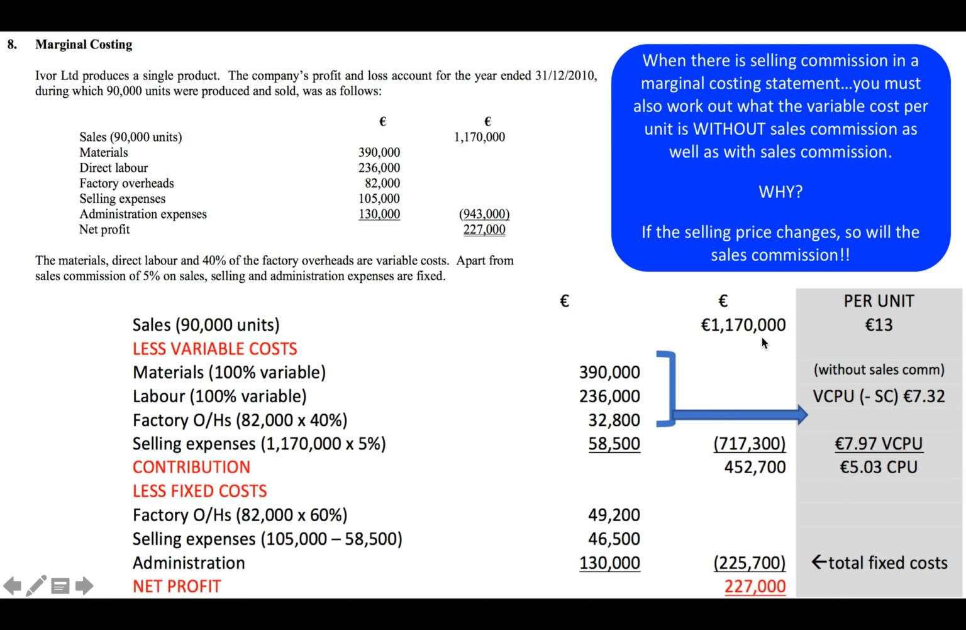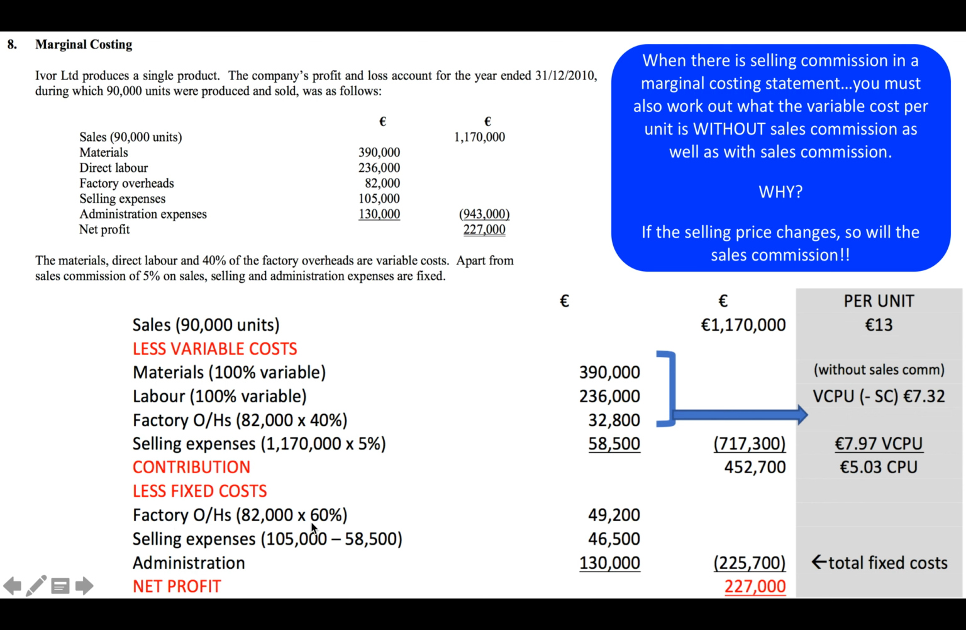When we look at all the variable costs, including the 58,500, that tots up to 717,300. So sales minus variable costs is equal to contribution. So the contribution is €452,700. We find our variable cost per unit by dividing 717,300 by 90,000 units, so that's €7.97. Then for the contribution per unit, 452,700 divided by 90,000 units is €5.03 contribution per unit.